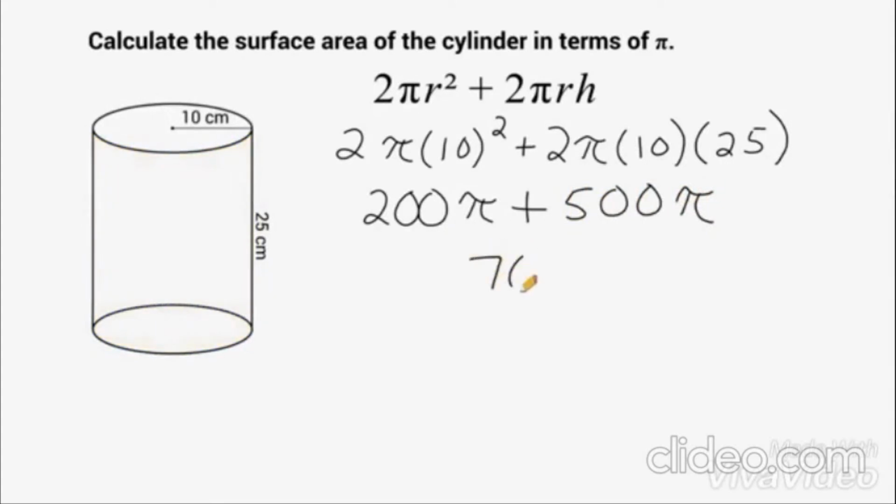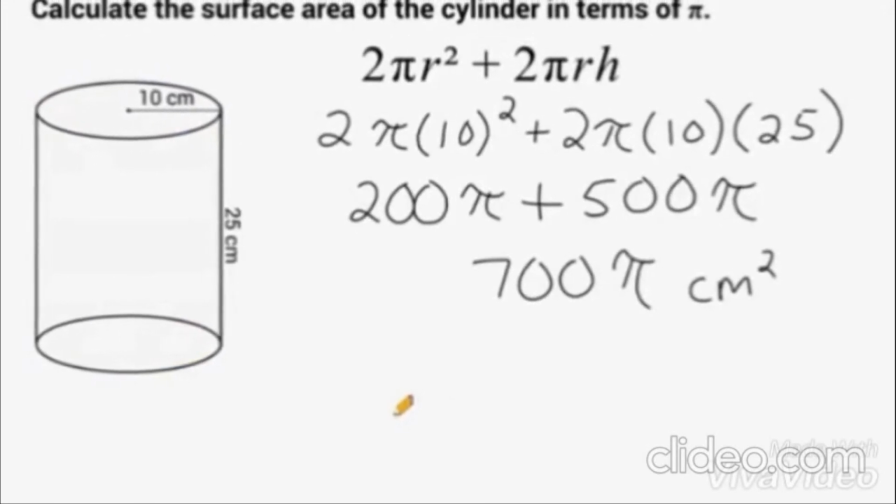Next, we can combine these two terms by adding 200 pi and 500 pi, which is 700 pi. So it was actually that simple. The surface area of this cylinder in terms of pi is 700 pi square centimeters. Let's say you had to use 3.14 for pi. Well, then you would just take 700 and multiply that by 3.14. That's all there is to it. We figured out the surface area of the cylinder in terms of pi.